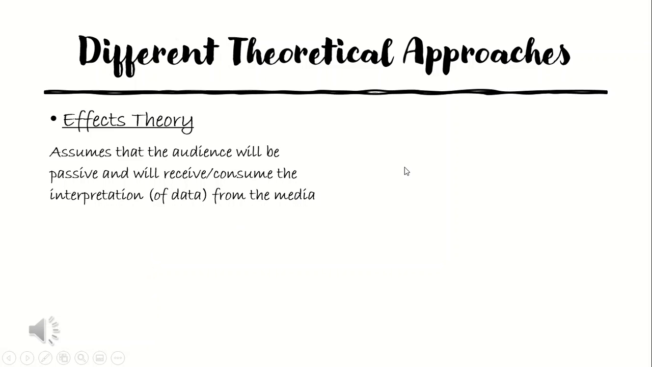In this part of the video, we'll be talking about different theoretical approaches. The first theme is effects theory. In effects theory, most of the time it is assumed that the audience will be passive and will consume the interpretation from the media. It's like spoon feeding the baby. Everything shown in the media will be accepted by the audience, who won't have their own opinion about the media text and will just accept it as it is.